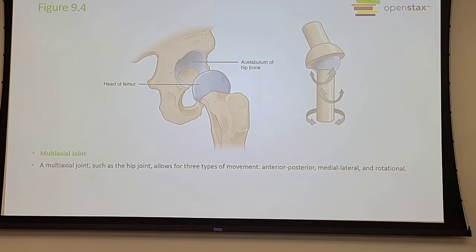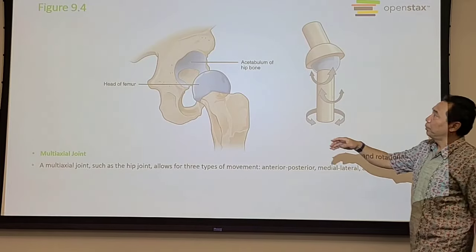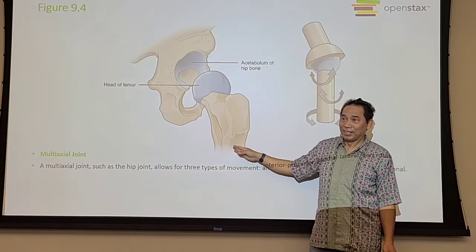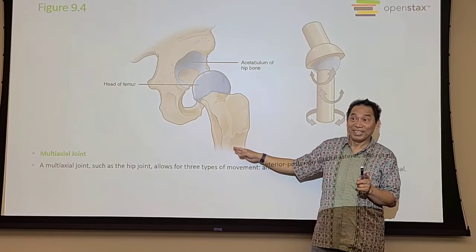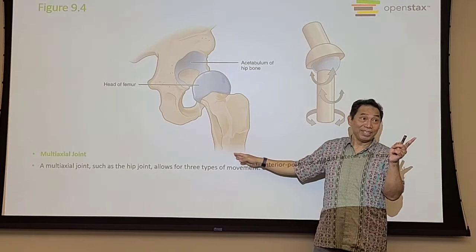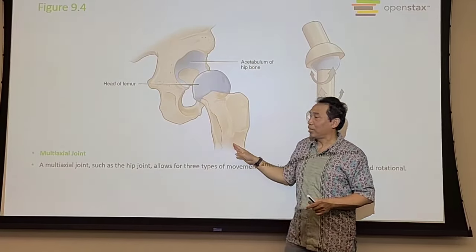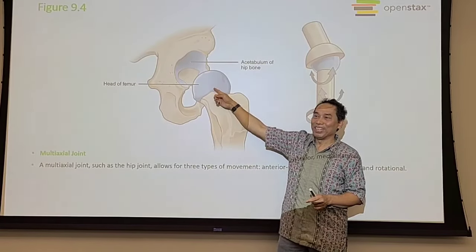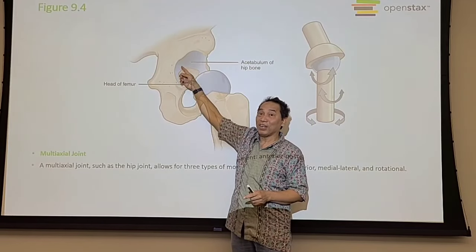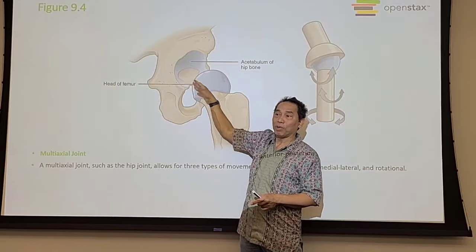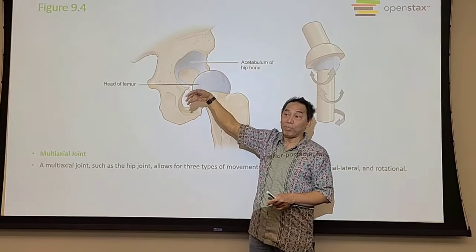This is an example of a synovial joint. This is in the hip. So you have the coxa, and what is the name of this bone? Femur, right? So you have the coxa and the femur. The femur has the head, remember that, which is the head of the femur. And the coxa has the socket. The socket is called the acetabulum. So it has a ball and socket. This is a ball and socket joint, which is a type of synovial joint.